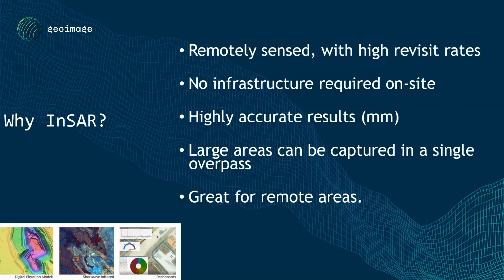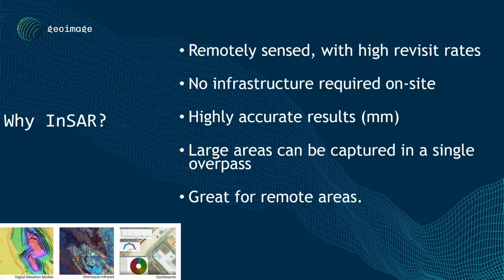There's no infrastructure required on site for the mine. In this case, we don't need sensors, unless we've got reflectors, that's a bit different, but we don't need prisms, we don't need engineering sensors on site. It's highly accurate results with the product. We get down to the millimetres, which is good. It's handy when we're looking at Earth deformation. With millimetres, but also we can analyse the velocity of the change as well.